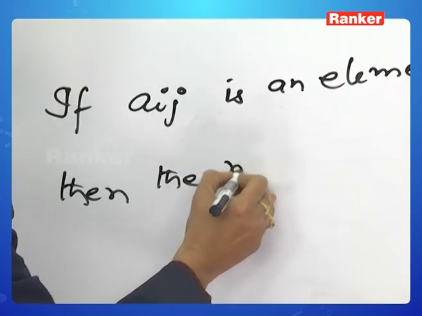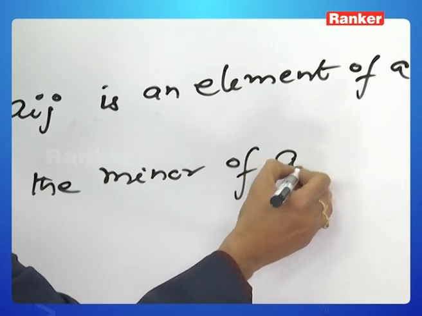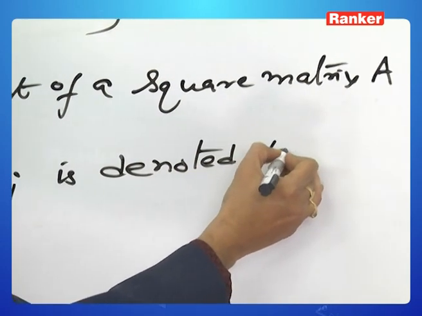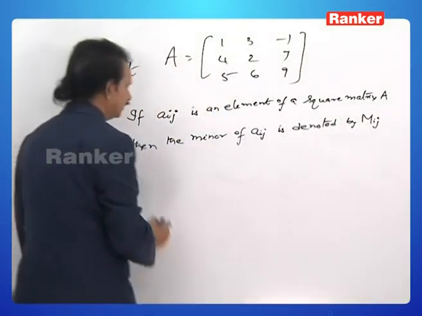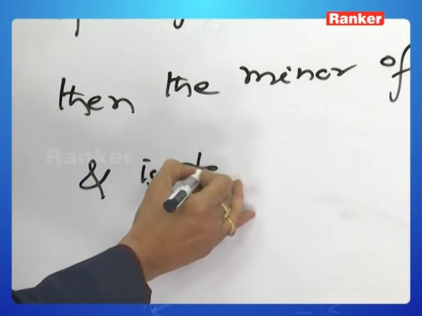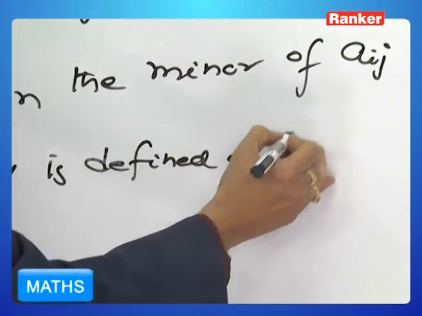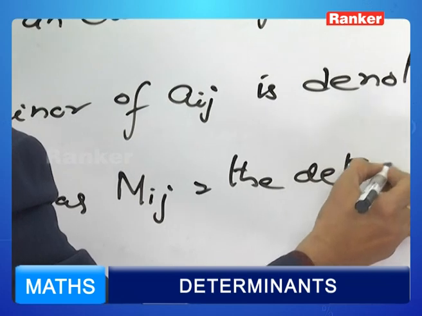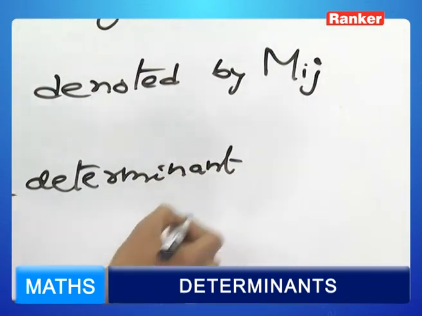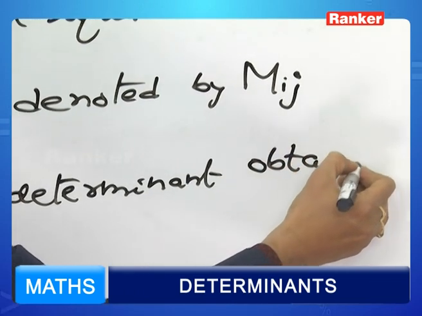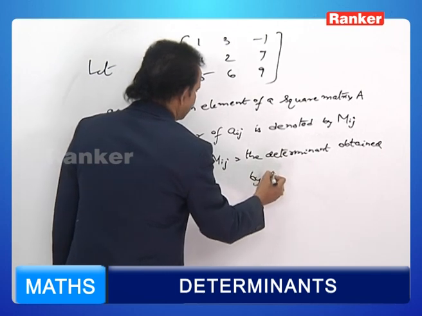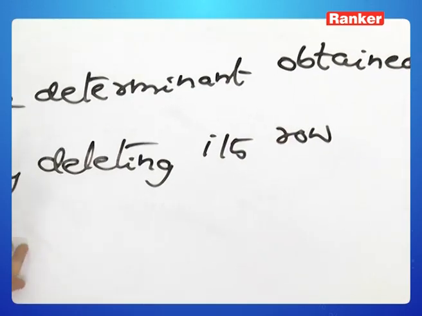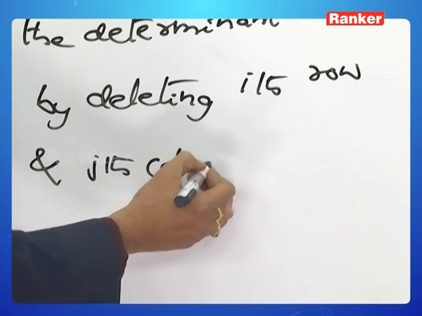the minor of aij is denoted by Mij and is defined as: Mij is equal to the determinant obtained by deleting the ith row and jth column from A.